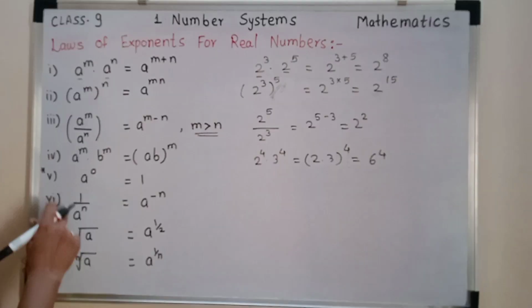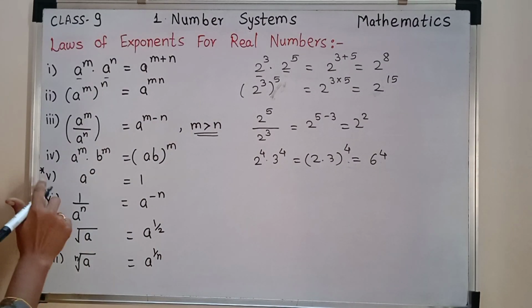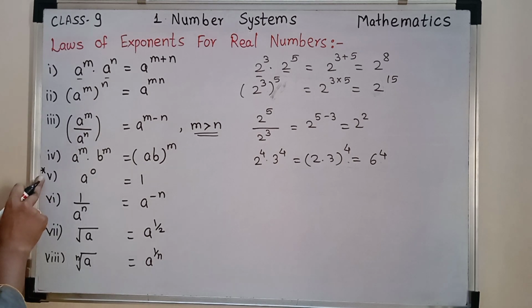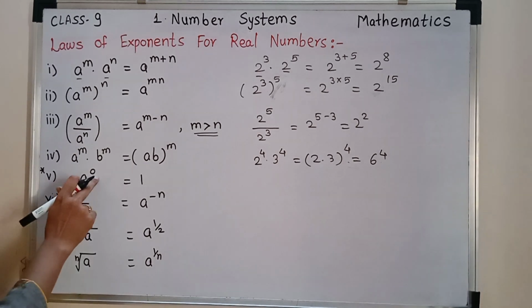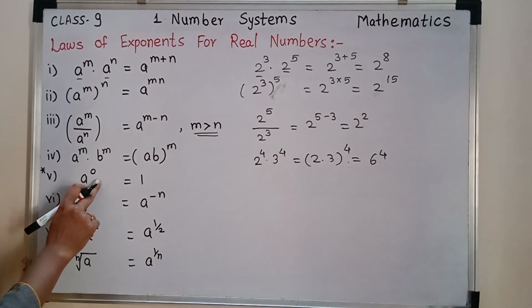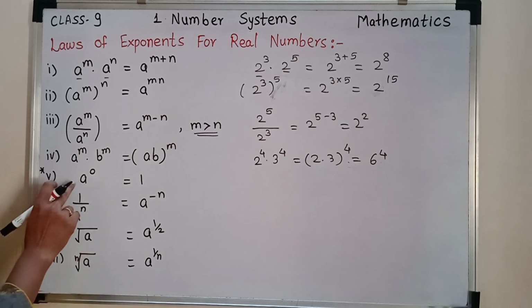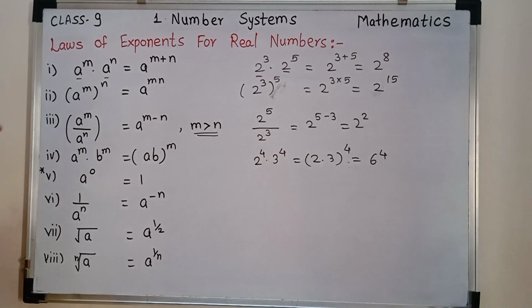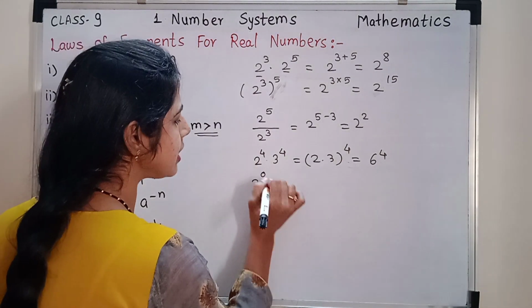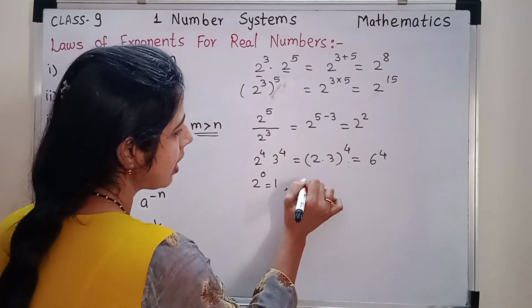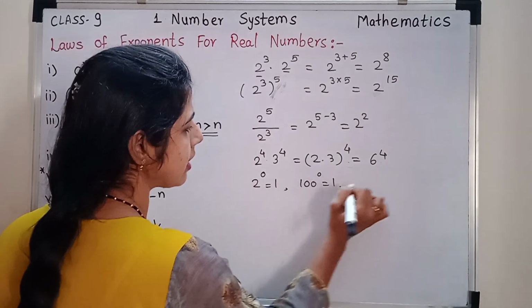Okay. Next this is the most important thing. I have made a star over here. See, कोई भी नंबर का पावर अगर हम जीरो लेते हैं तो आंसर हमेशा 1 आता है. That is a raised to 0 equal to 1. So suppose this is 2 raised to 0, answer is 1. 100 raised to 0, answer is 1.